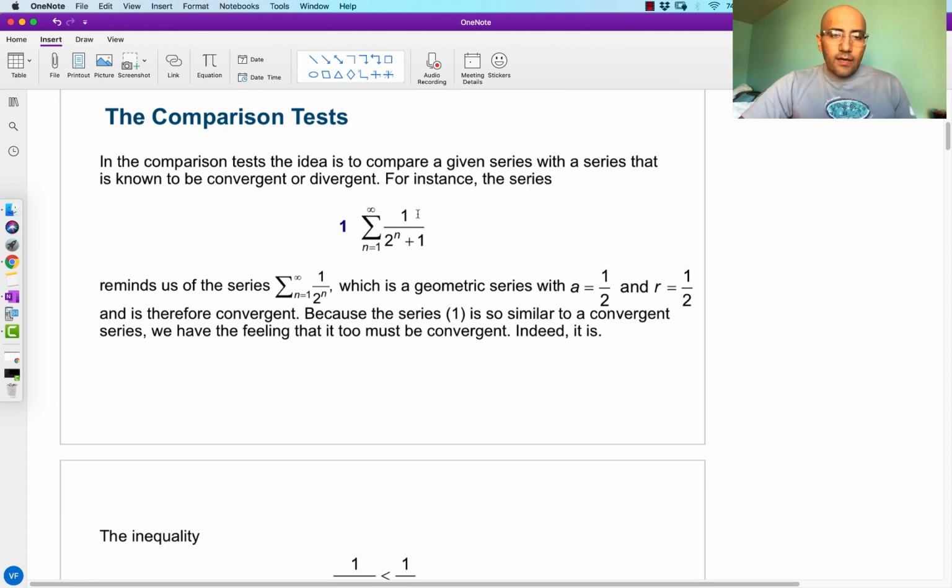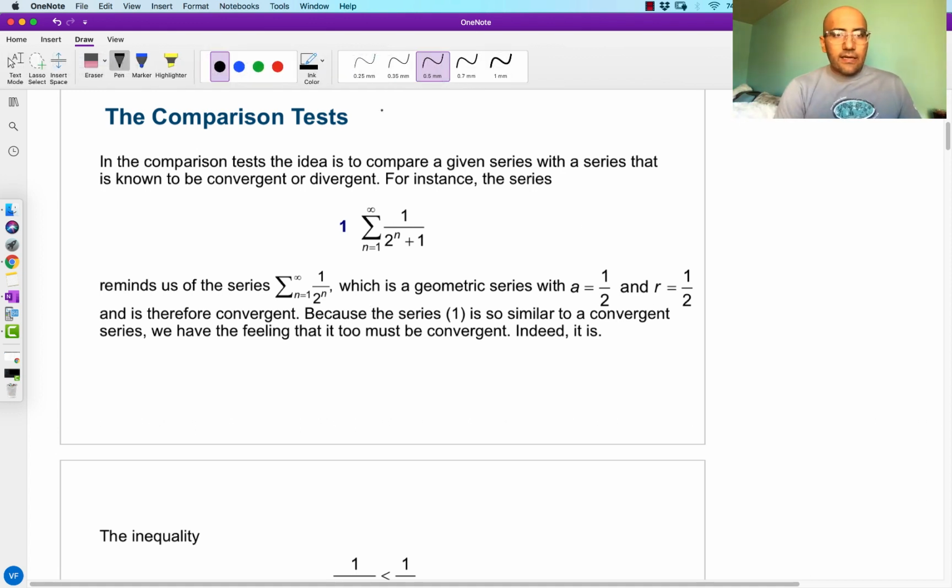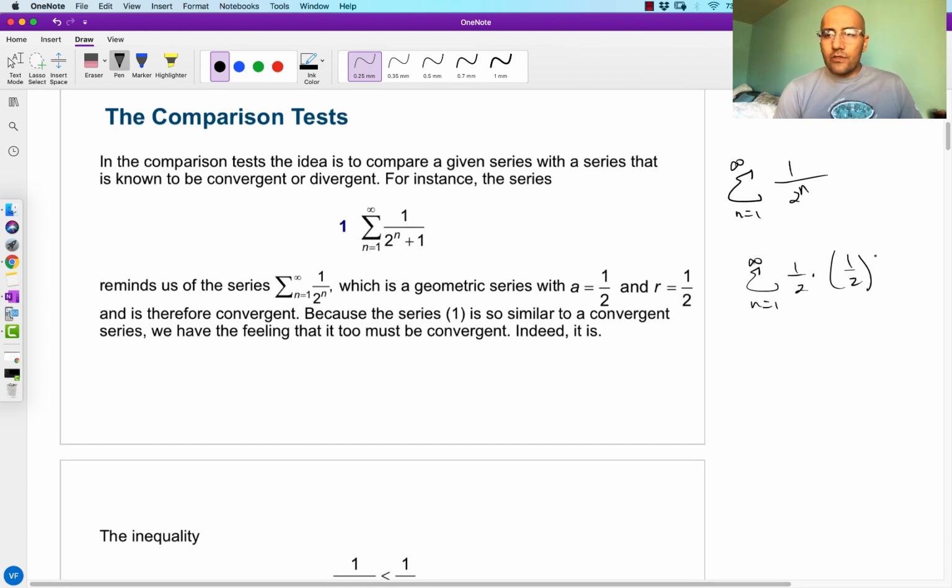A very common pattern is to think about the highest term both in the numerator and denominator. In this case, it's just 1 and 2 to the n. That brings us to this one, and this one is geometric. We have the sum as n goes from 1 to infinity of 1 over 2 to the nth power, and we can easily rewrite that as the sum as n goes from 1 to infinity of 1 over 2 times 1 over 2 to the n minus 1 power. And that's geometric.